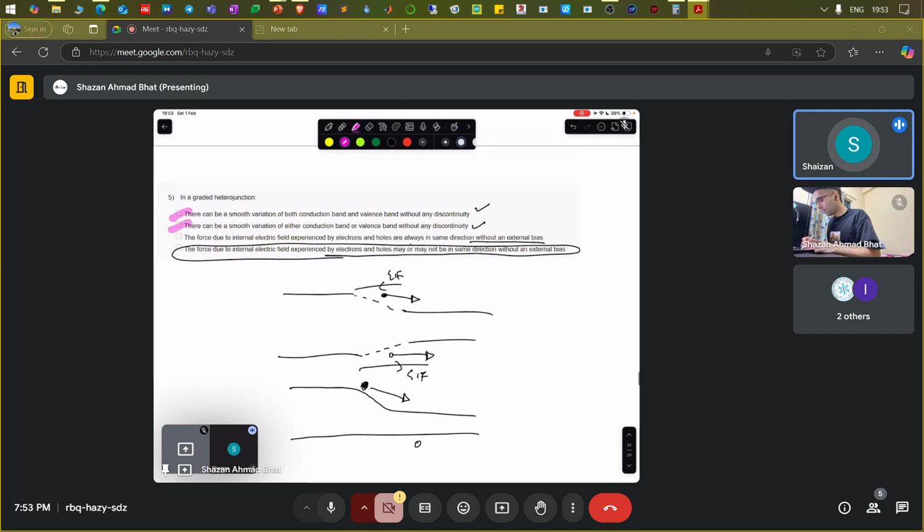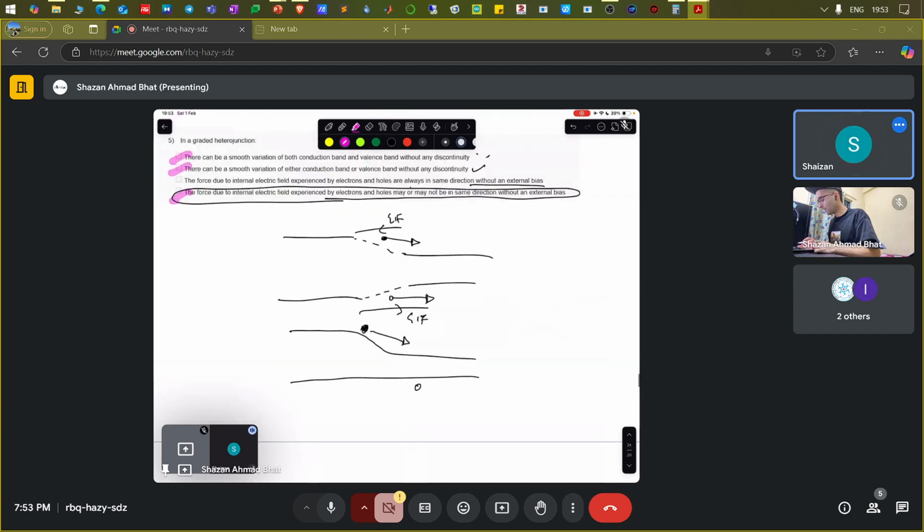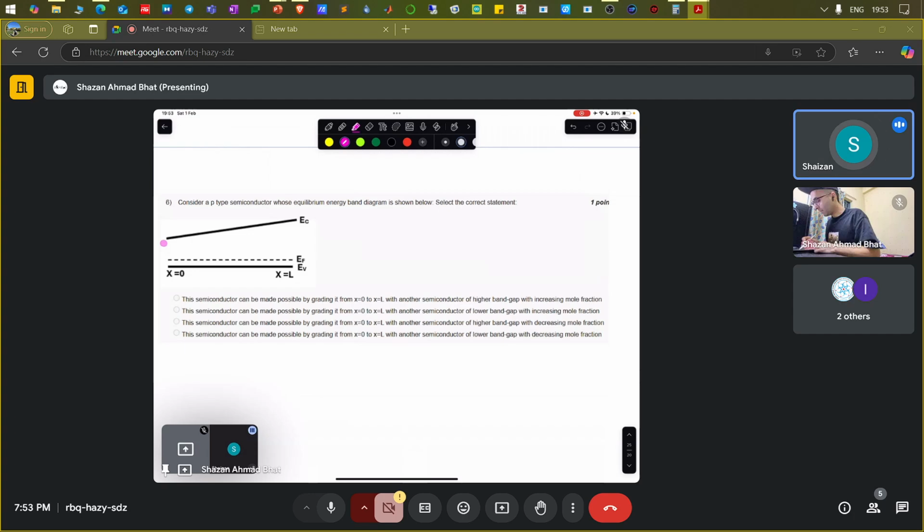Maybe this part and this part. There are multiple select answers. So this is one such example, where there is a bending in the conduction band but no bending in the valence band. And how can you tailor this material? You can make it by selecting a particular material here with some band gap EG, and then go on increasing the band gap, keeping the valence band constant. That means the band gap is increasing, increasing, increasing.